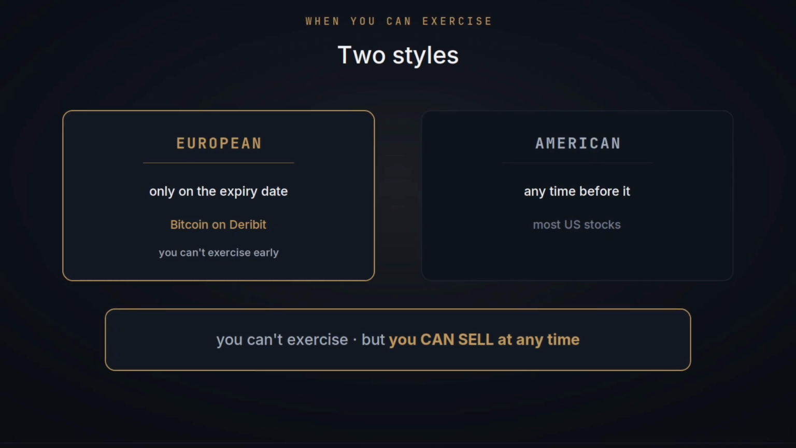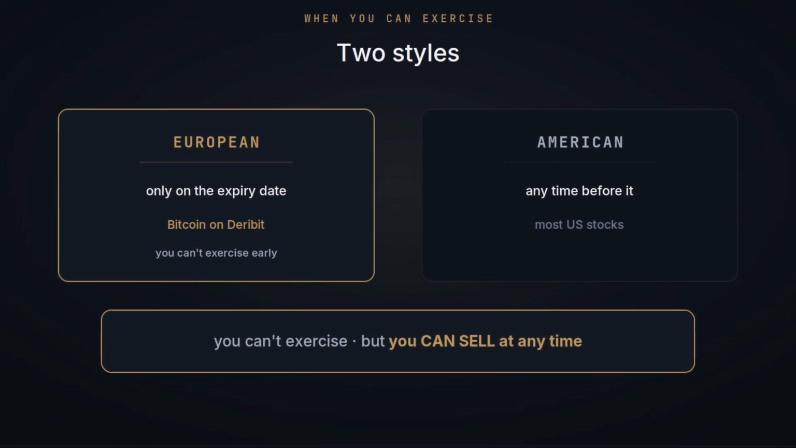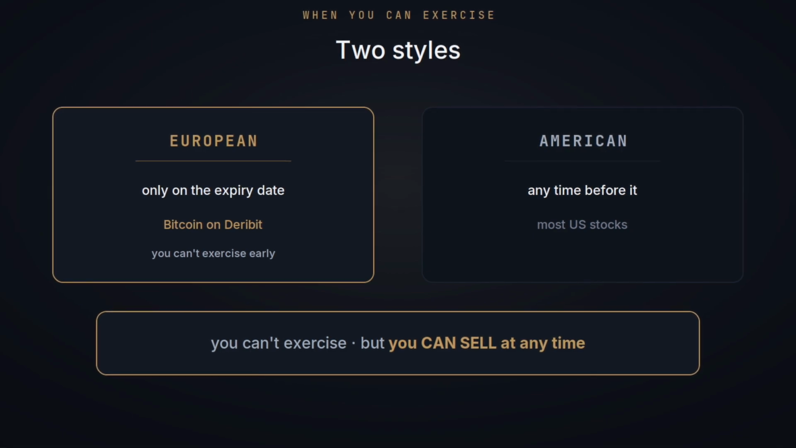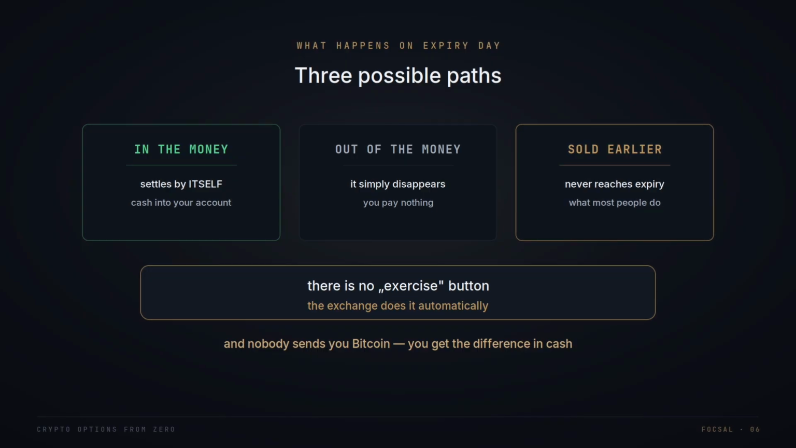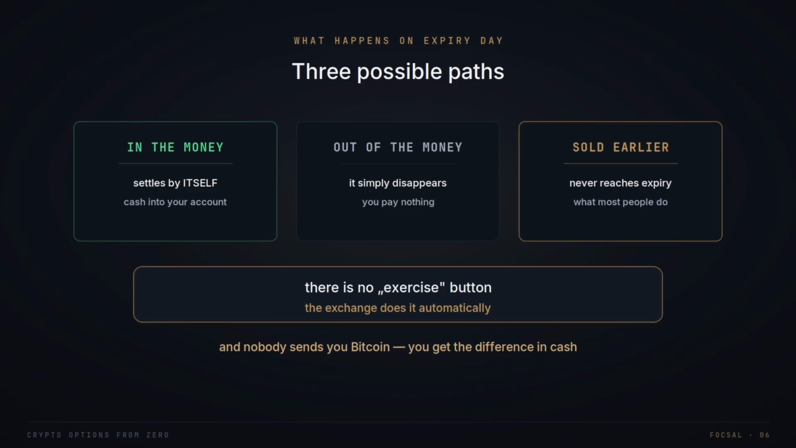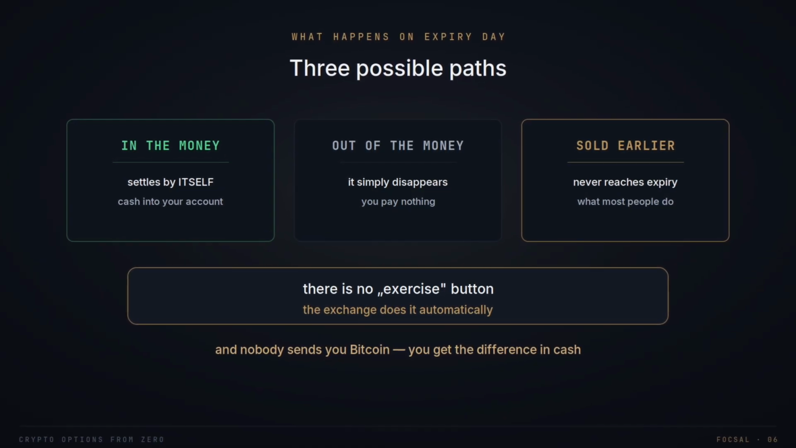We covered it last episode. Most people simply sell the option rather than waiting it out. All right, but say you did wait. What happens? First thing, you don't have to do anything. Settlement happens by itself, automatically. There's no exercise button to press.